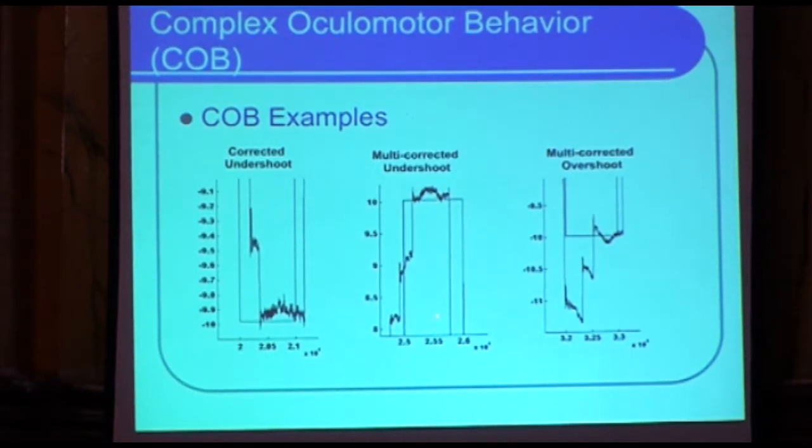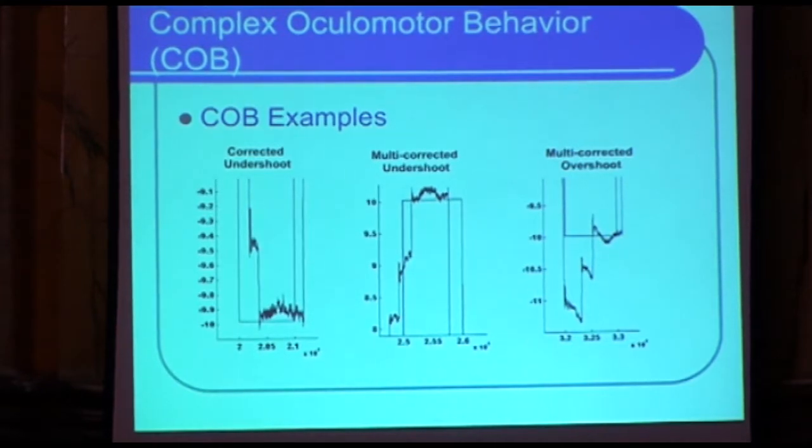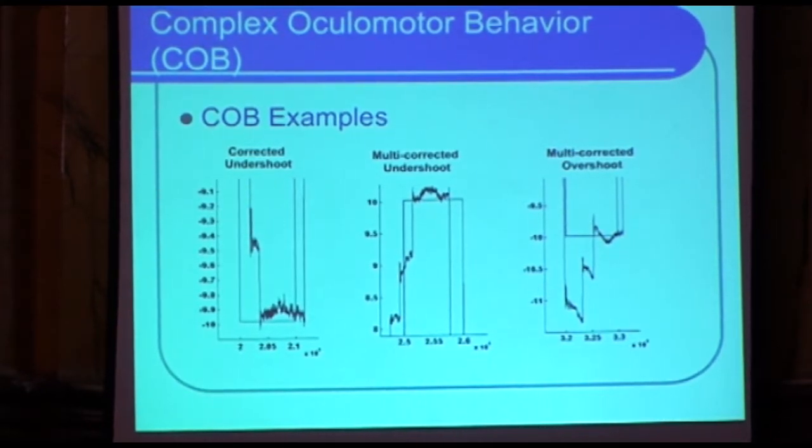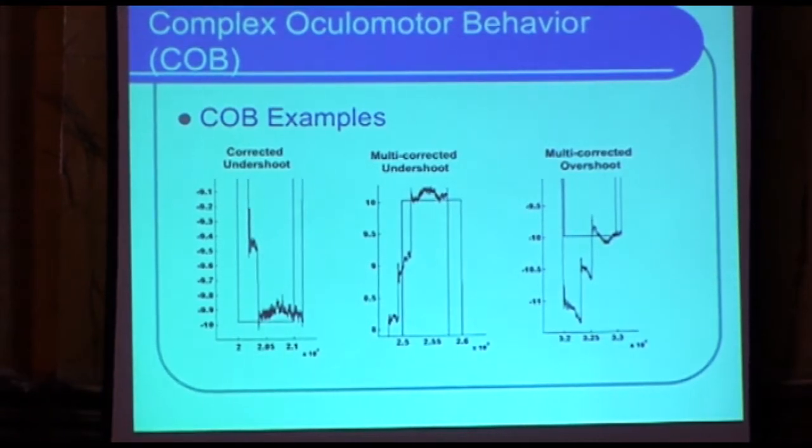And there are more complex events where the person undershoots multiple times or overshoots multiple times. And in general, there are more than 10 complex oculomotor behavior events that we can see in the human visual system. And when we try to spoof the system, what we will try to do algorithmically is to program all those complex oculomotor behaviors in a replica, so we would be able to simulate eye movements as accurately as possible.